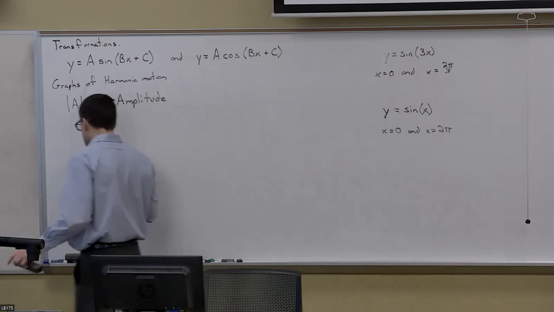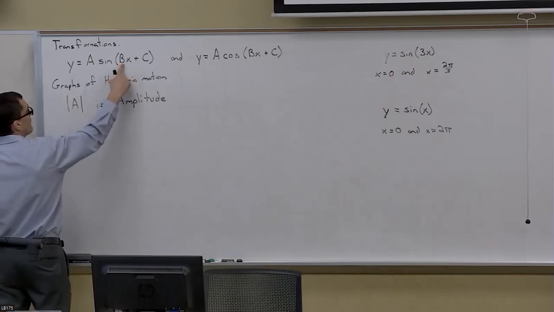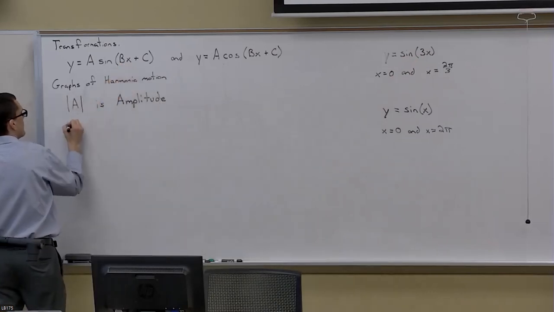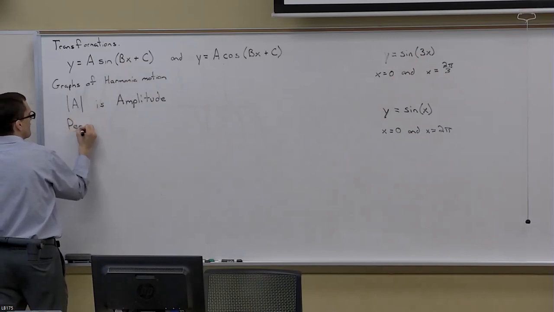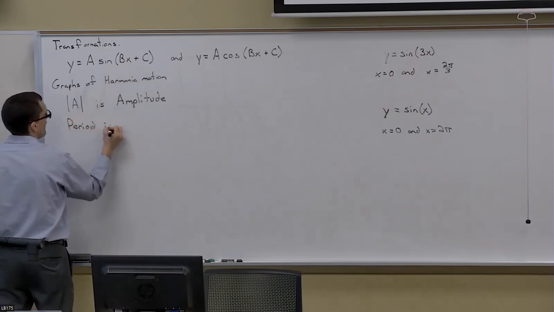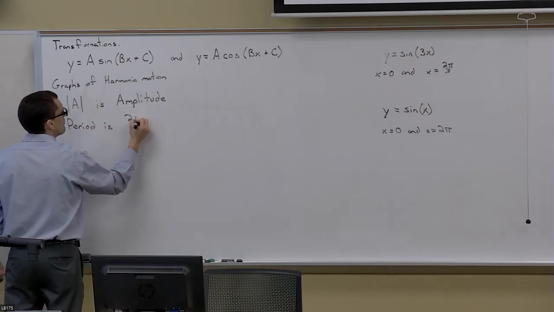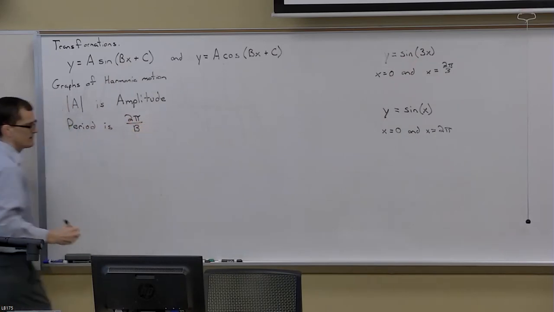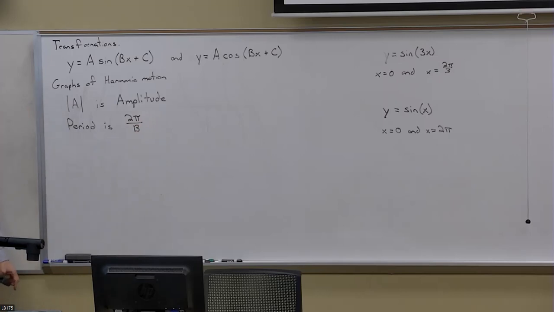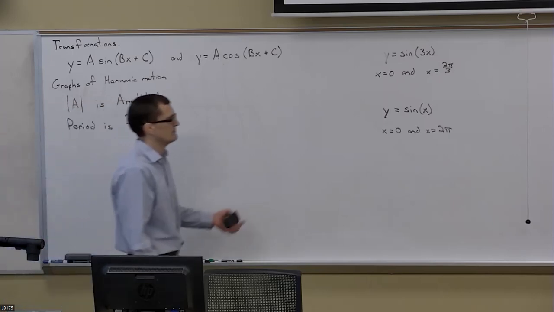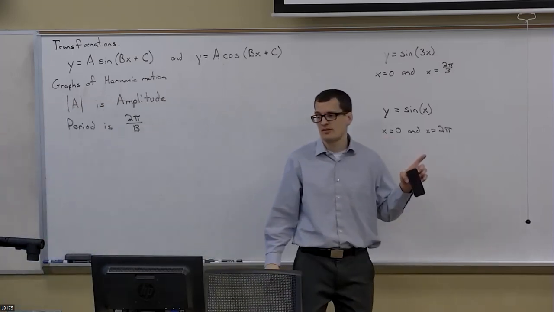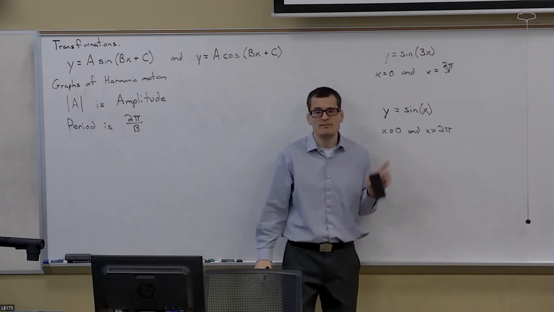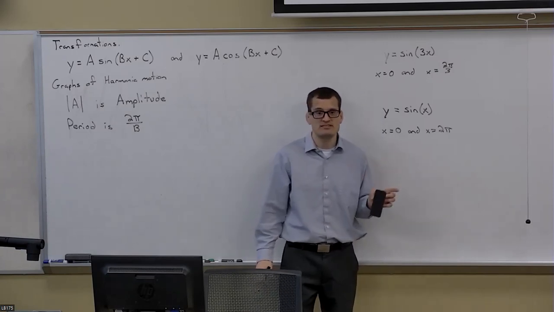And so all I'm saying here is that now that we have B in front of the X, the period or the fundamental period is now 2 pi divided by B. Or sometimes people would say absolute value of B if B happened to be negative. We don't have negative B's. Hopefully that makes sense.